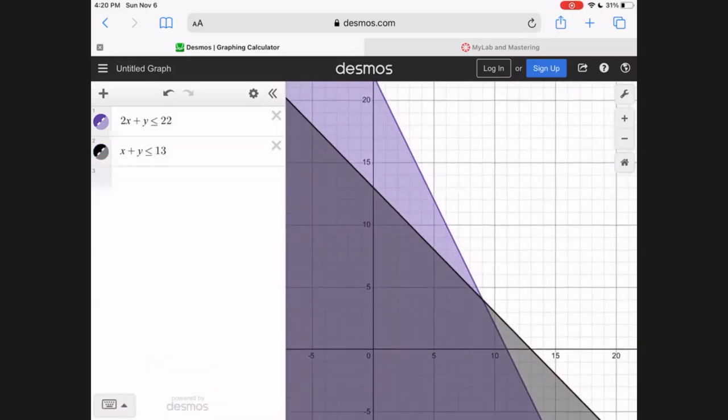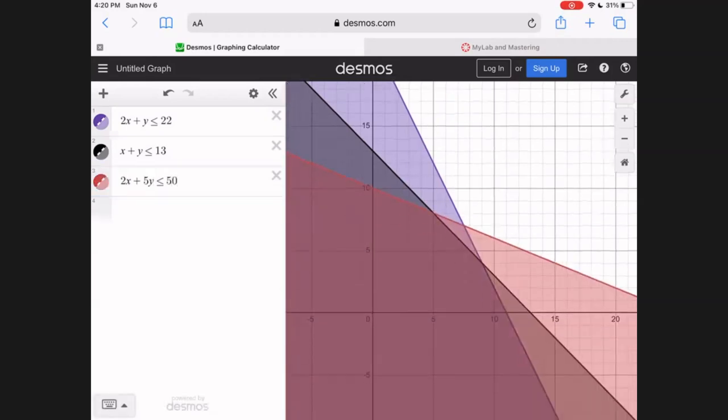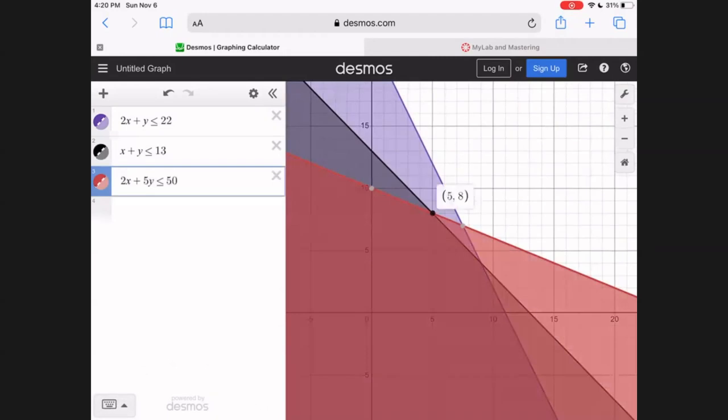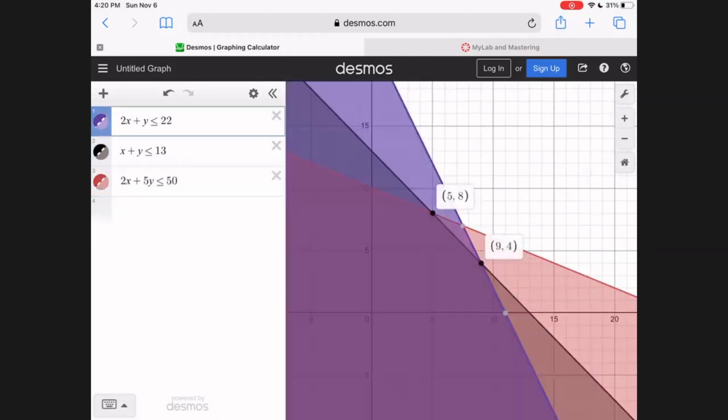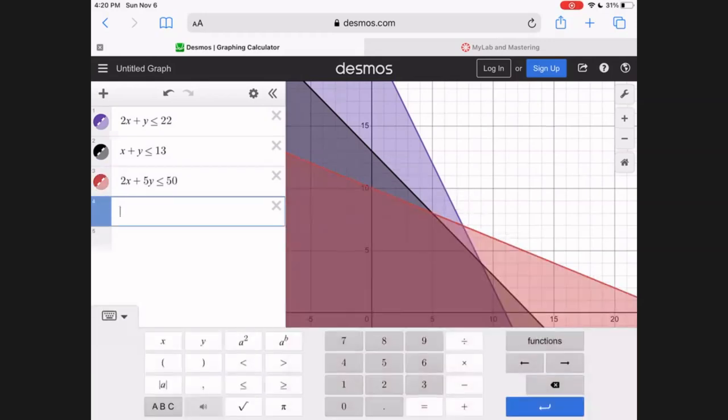And then the next one is 2x plus 5y is less than or equal to 50. Let's see, there's another one there. So as we see right now, those would be the 4 corner points, okay? All of them kind of overlap, and you see that's the darkest shade because it has all of them. And then we're just going to do the last two.